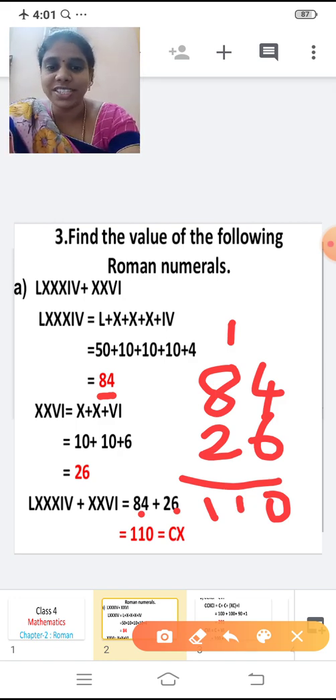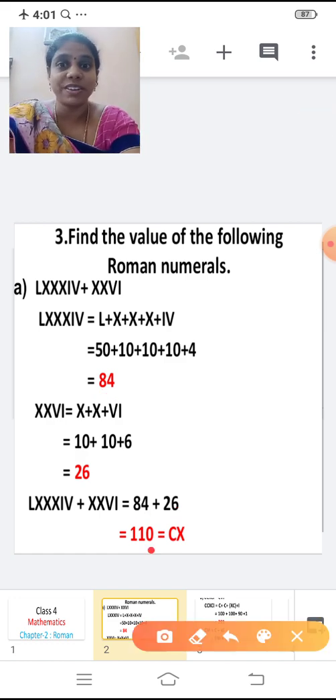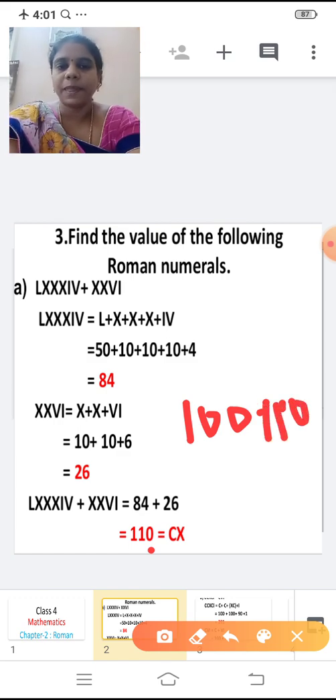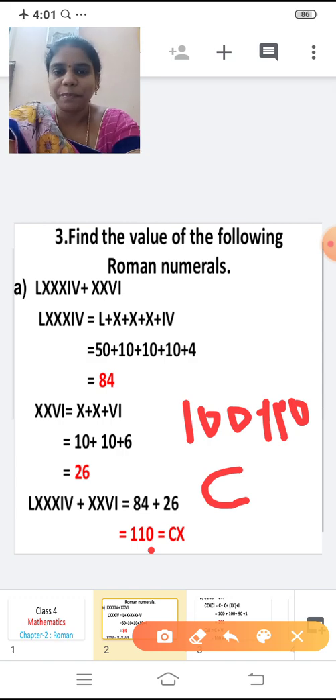Now we are going to change this 110 again into a Roman numeral. How will you change that? Shall we write it like this? 110 is 100 plus 10. What is the Roman numeral for 100? C. Very good. For 10? X.